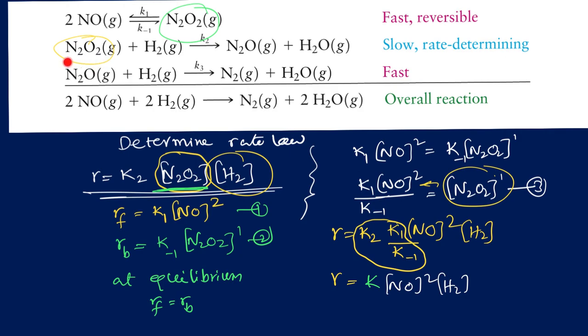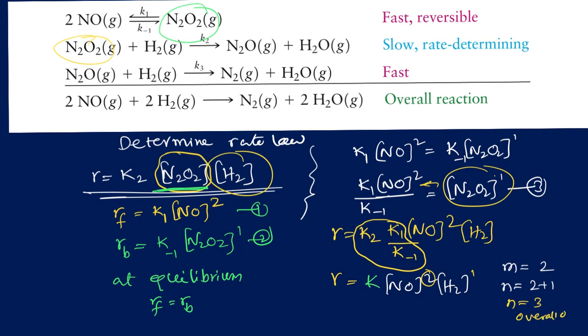Therefore, in this reaction, in the slow step, how many molecules participated? N2O2 and H2. Therefore, molecularity is equal to 2 because N2O2 and H2 participated. Order of reaction is 2 plus 1. Here 2 is there, here 1 is there. Therefore 2 plus 1 is equal to 3. This is called the overall order of reaction.